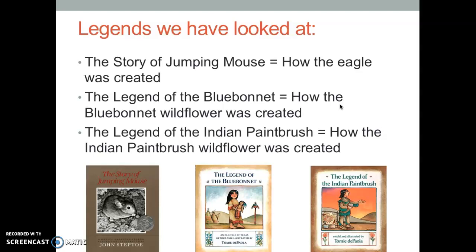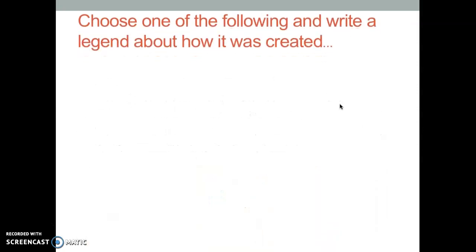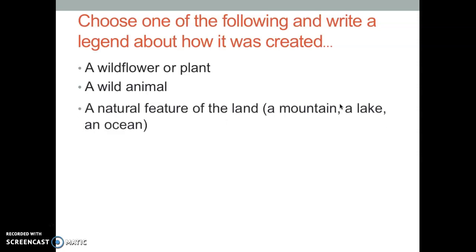So now it's going to be your job to actually choose your own example of something from nature that was created and write a legend about it. So you could choose a wildflower or a plant like the bluebonnet or the Indian paintbrush. You could choose something like that. Say you really have a favorite flower or a favorite plant maybe that you wanted to write about. That's fine. You could choose that. You could choose a wild animal like the eagle in the story of Jumping Mouse. You could choose maybe your favorite wild animal if you wanted to. Has to be a wild animal. It cannot be a domestic animal.